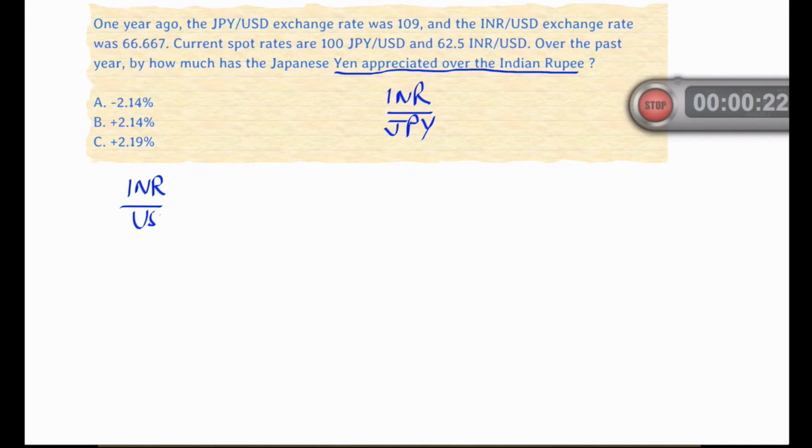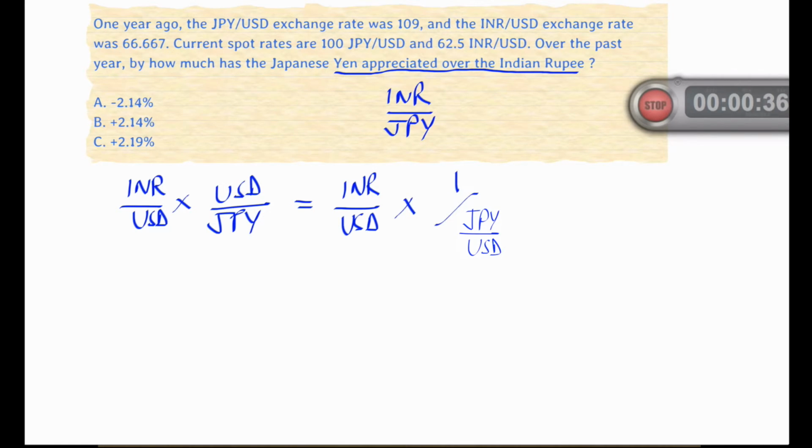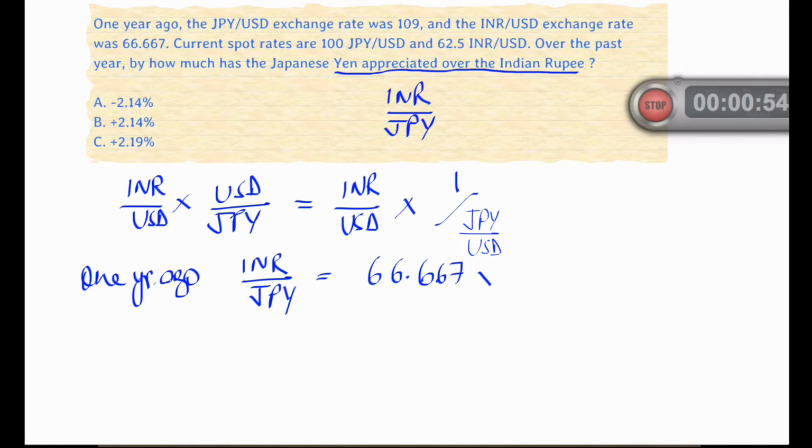Now in order to get there, we can take the INR over USD quote and multiply it by the US dollar over yen quote. And this, of course, is the same as INR over USD multiplied by the inverse of yen over USD. So 1 year ago, the INR over yen rate was 66.667 into 1 over 109.